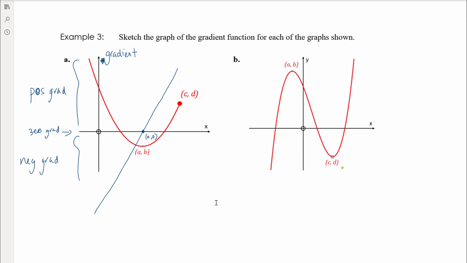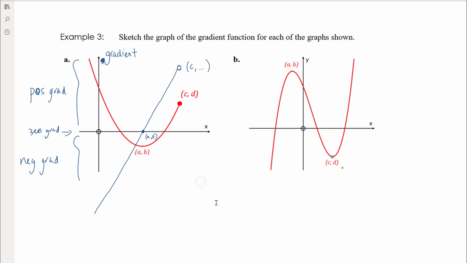Now, the next thing to think about is at this endpoint, the gradient is not defined. So when x equals c, and we don't know what the gradient value of that will be, we should have a hollow circle because the gradient is not defined. That comes back to the differentiability. We know this graph is differentiable from negative infinity up to c, but not including c, and so therefore that should be the domain of my gradient graph when I sketch it.